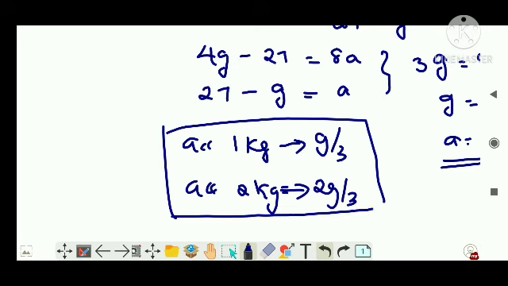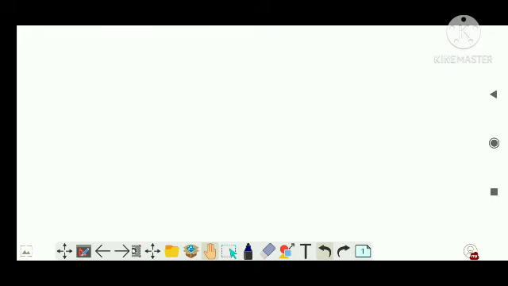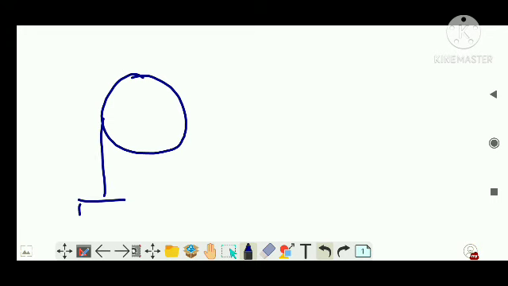Solved? Now this is a lengthier process, right? We require a simpler one, right? So I will talk about a small concept. Suppose this is a pulley and there are two masses like this. Now guys, you will not get this type of concept in any books, okay? I'm just telling you.